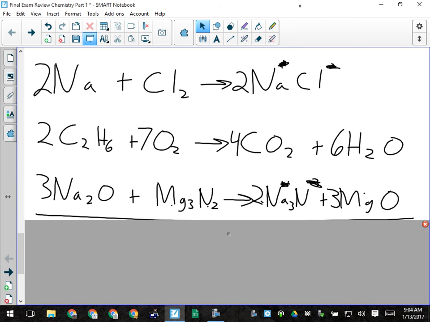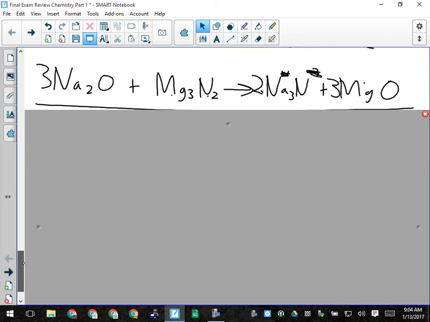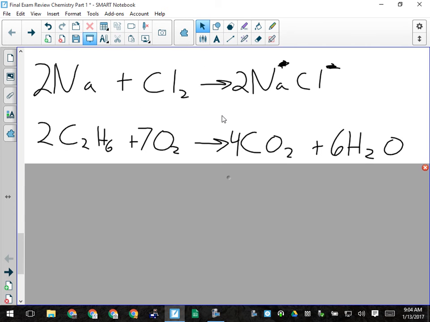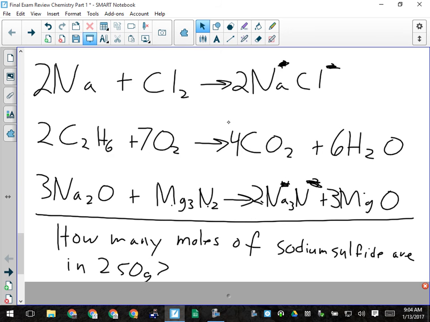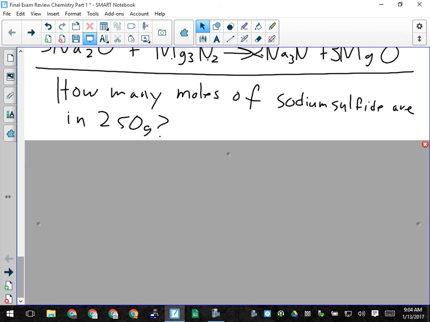Okay, so yesterday we didn't get to the mole equation, right? So let's look at a mole equation question. How many moles of sodium sulfide are in 250 grams?